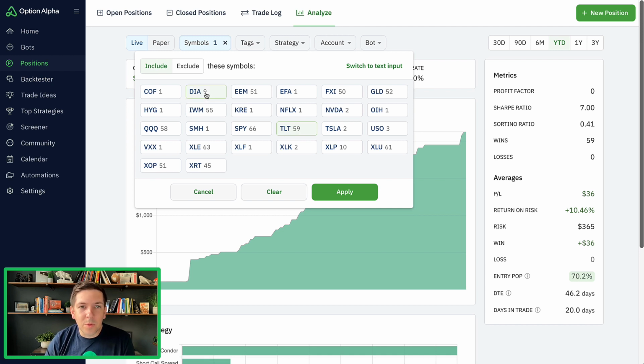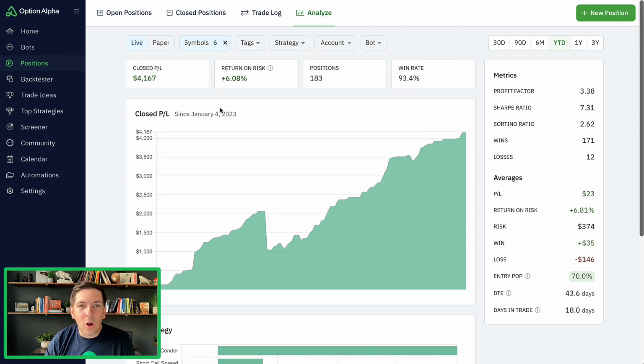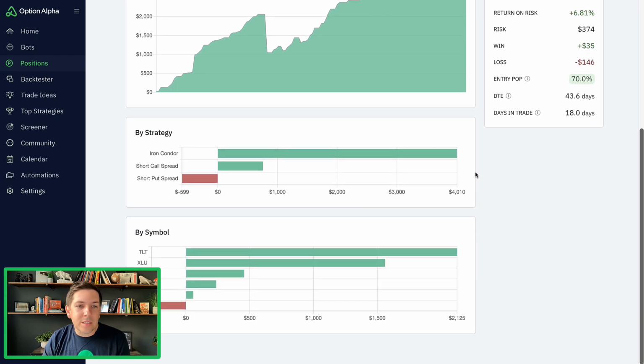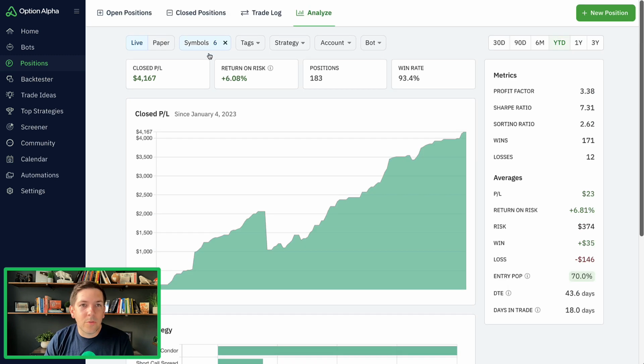You can include multiple positions like DIA and FXI and OIH and USO and XLU, whatever you want. You include all those and then you can see summarized stats for just those positions. Again, the same thing would happen on the right-hand side. You would see different metrics for just those things that you have filtered. And now you can see what the best strategies are for these tickers. You can see the different symbols here and how much they've contributed to the portfolio or not.